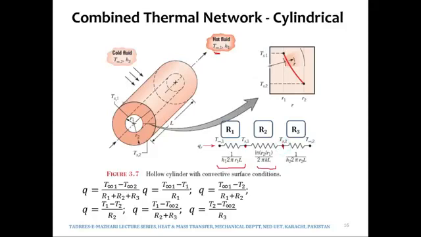Between the outer surface of the pipe, which is at TS2, and the outside fluid, which is at T infinity 2, there would be convection taking place. Associated with that convection, there would be a convective resistance, given as 1 over HA, where H is H2. What is the area through which convection is taking place? Again it is 2 pi RL, where R is equal to R2.